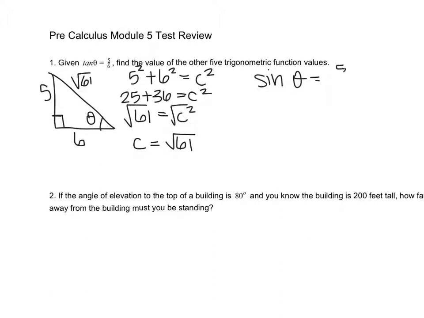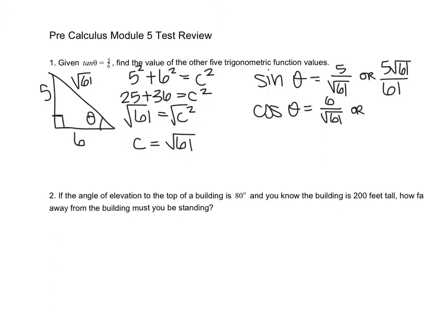So our opposite side is 5. Our hypotenuse is the square root of 61. So we get 5 over the square root of 61. And if you rationalize the denominator, that's the same thing as 5 square root of 61 over 61. Next, we're going to look at cosine of theta, which is the adjacent side over the hypotenuse. So our adjacent side is 6 over our hypotenuse square root of 61, which if you rationalize the denominator is going to be 6 square root of 61 over 61.